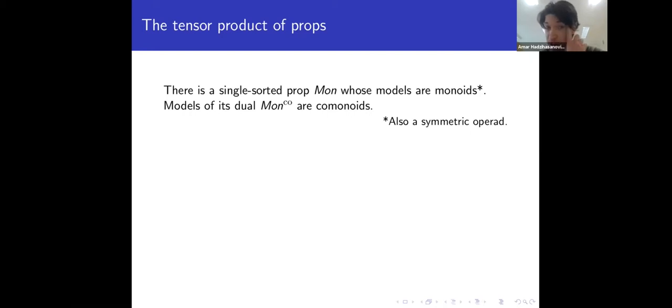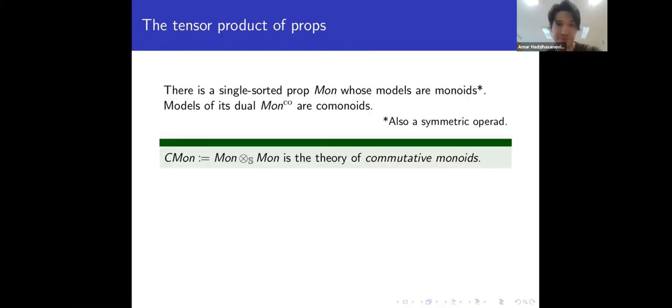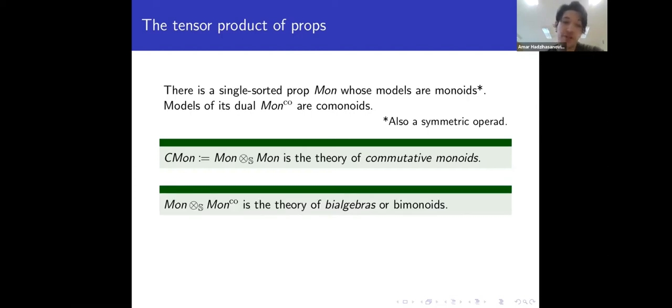And one can take a prop and take its dual by just reversing the direction of morphisms. And then models of its dual in a symmetric monoidal category are just internal comonoids. So now if we take the tensor product of Mon with itself, we obtain the theory of commutative monoids. If we take the tensor product of the theory of monoids and the theory of comonoids, we obtain the theory of bialgebras or bimonoids. This is interesting because this is actually a prop which is neither a Cartesian prop nor a symmetric operad.